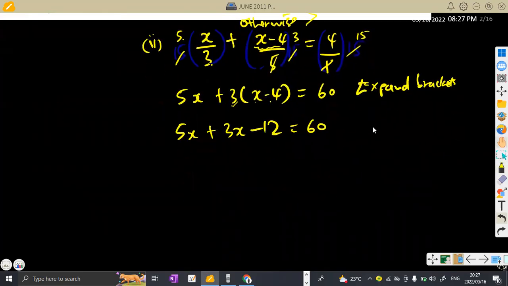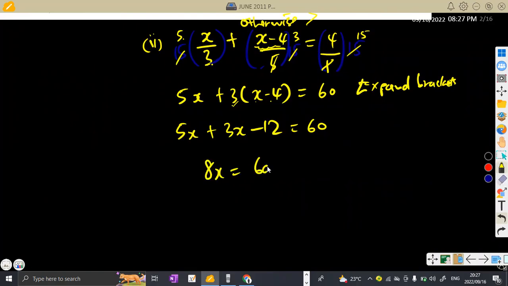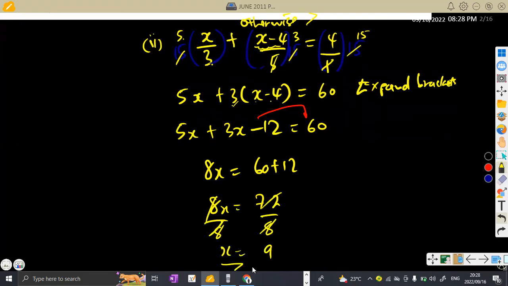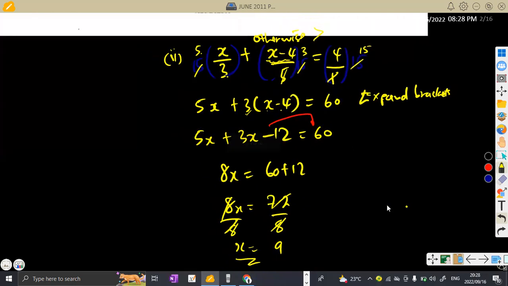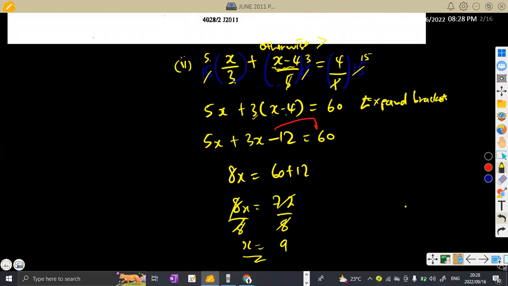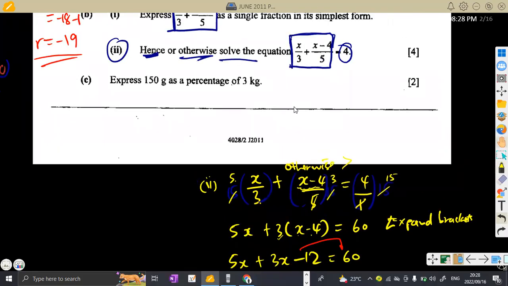Let us collect our terms together. We have 5 plus 3, which is 8x, equal to 60 plus 12. If we transpose the minus 12 to the other side of the equation, it will be a positive. So 8x is equal to 72. As you can see, we are now back to the same part that we did before, where we got our x being 9. So as you can see, guys, it's a matter of your choice. What you're given, you can work from there, depending on what is best for you.